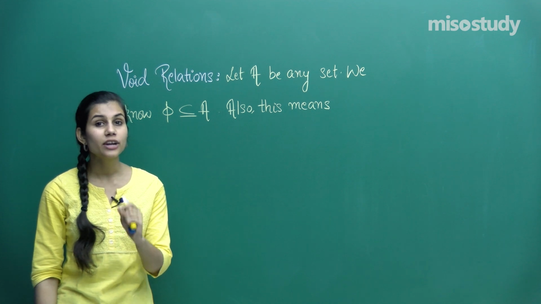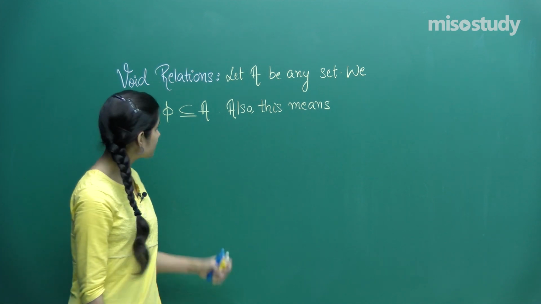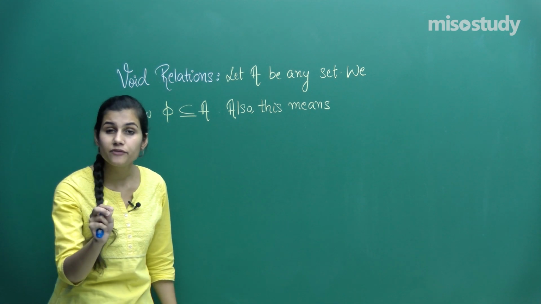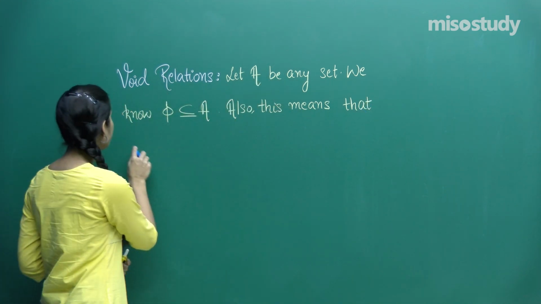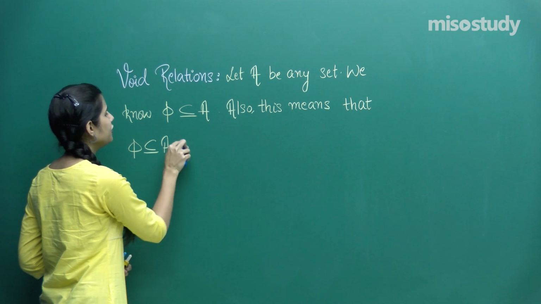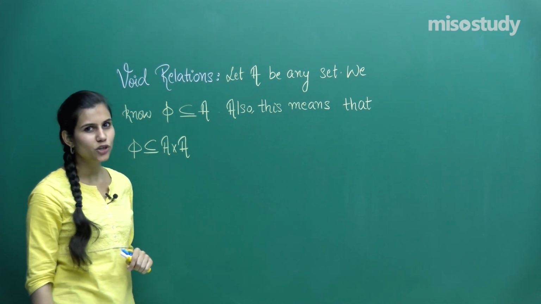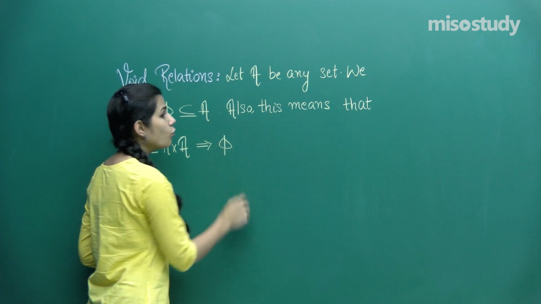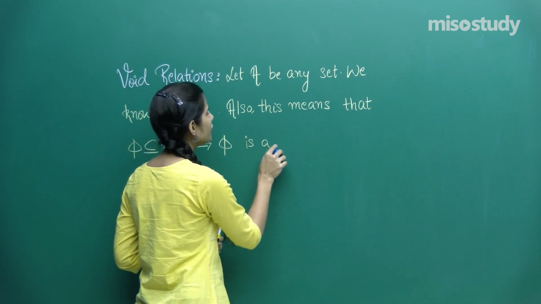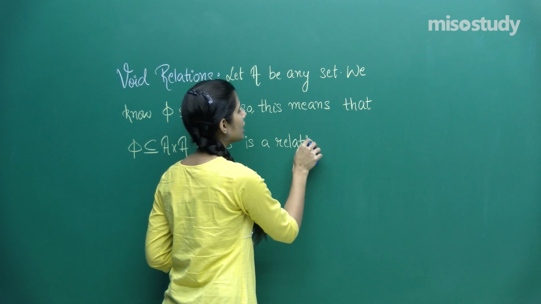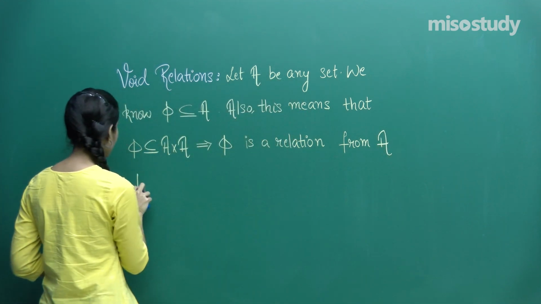But because we are doing relations on a set, I am concerned with the Cartesian product of a set with itself. Because empty set is a subset of every set, this means that always empty set is a subset of the Cartesian product of A with A. This is also an arbitrary set and therefore empty set is always a subset of A cross A. Which means, what is the meaning of subset of the Cartesian product of two sets? This means phi is a relation from A to the set A.